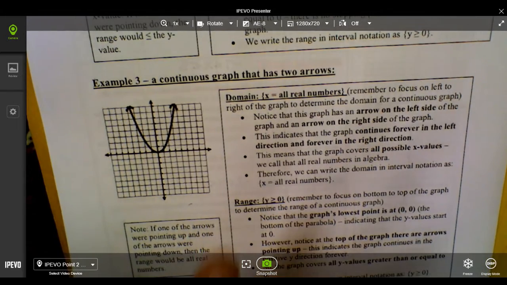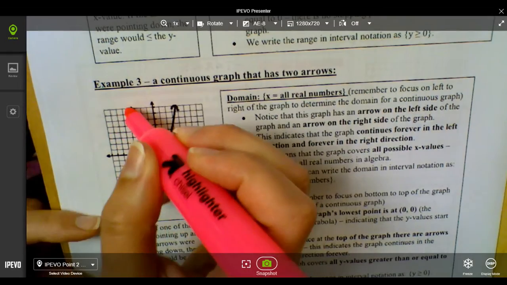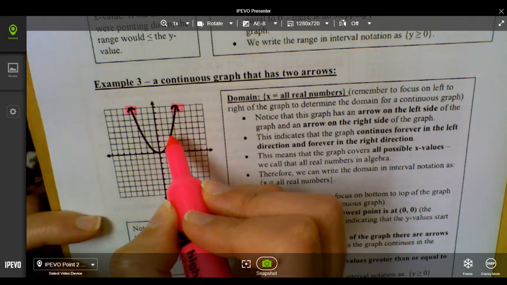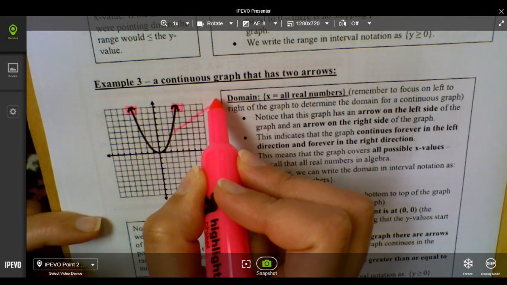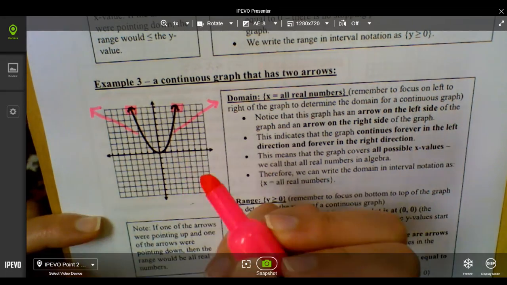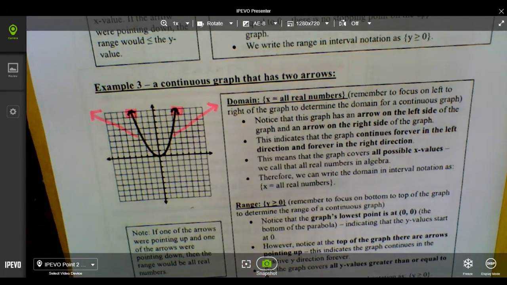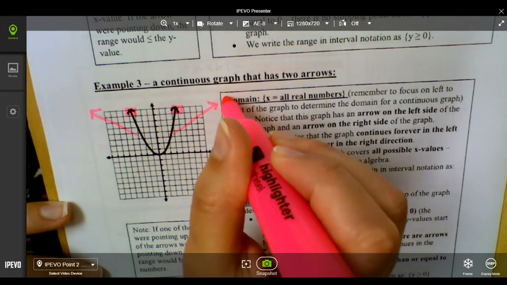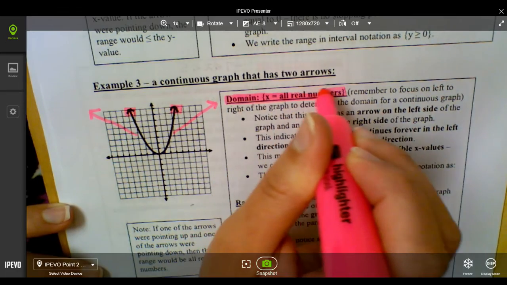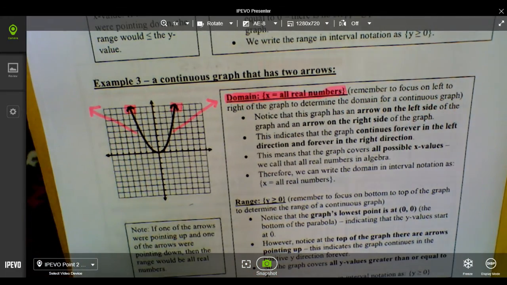Okay, now this one's a little bit different. We talked about this one very briefly. This one is going in two directions. This graph is slowly going outwards and outwards this way, and it's slowly going outwards and outwards this way. So whenever you have two arrows going in both directions, whenever you have a parabola facing up or a parabola facing down, your domain is always going to be all real numbers. It's going on and on forever in both directions.